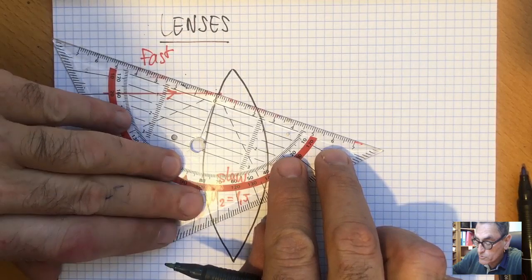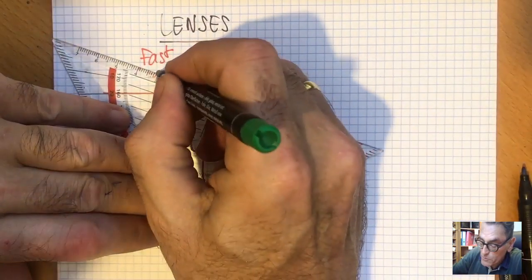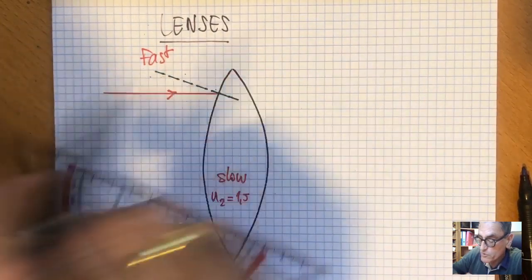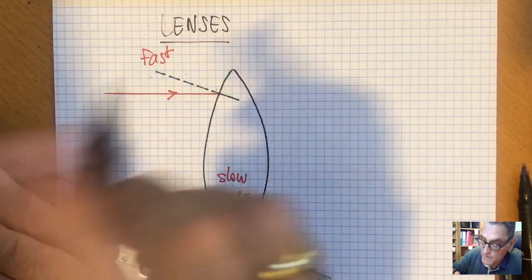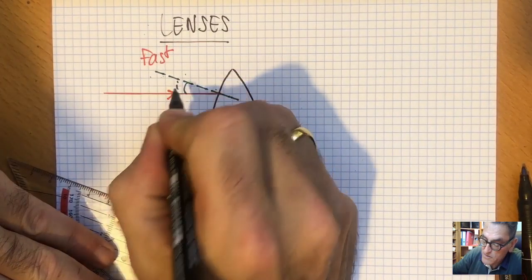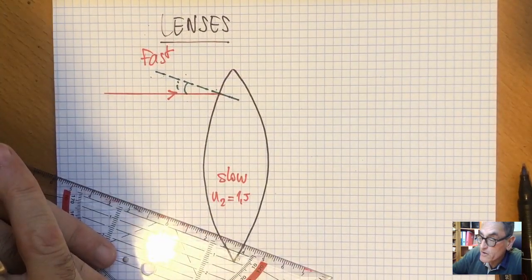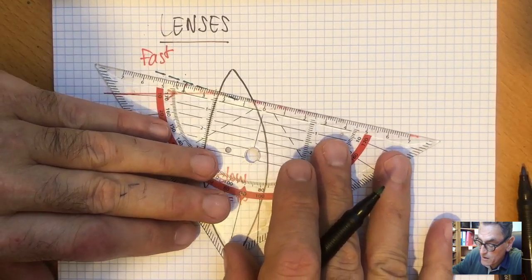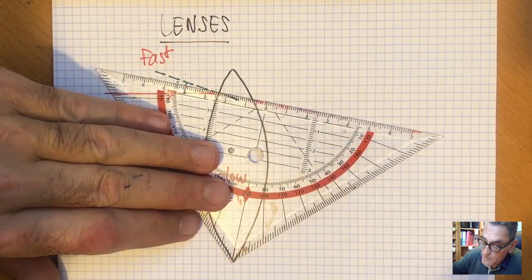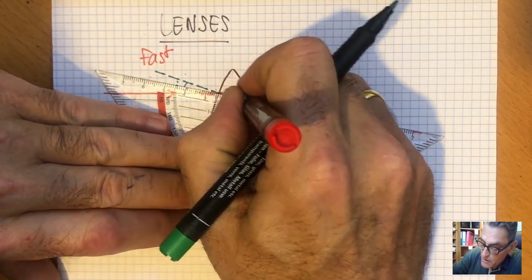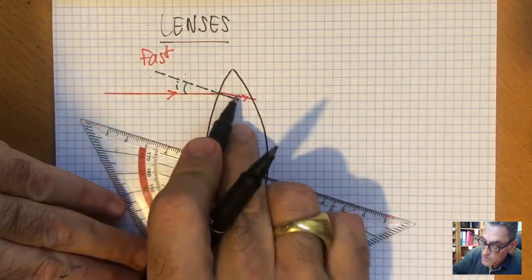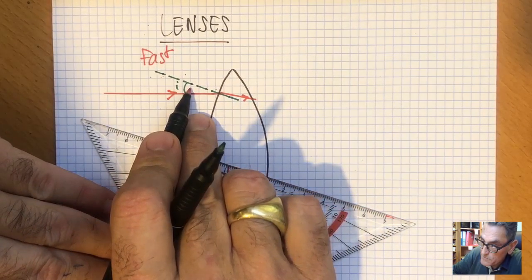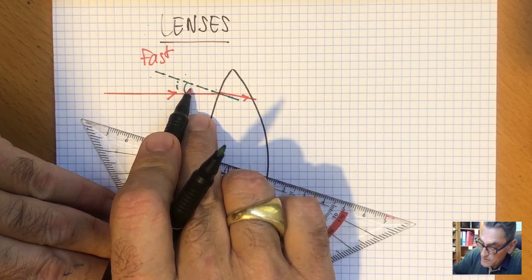So now let me draw the normal. The normal is perpendicular to the surface, okay? So I can draw my normal like this. And now the angle of incidence is here, and if I go closer to the normal, it means that after the refraction, the angle between the light ray and the normal here will be smaller than the angle of incidence. Okay? Yes? Good.